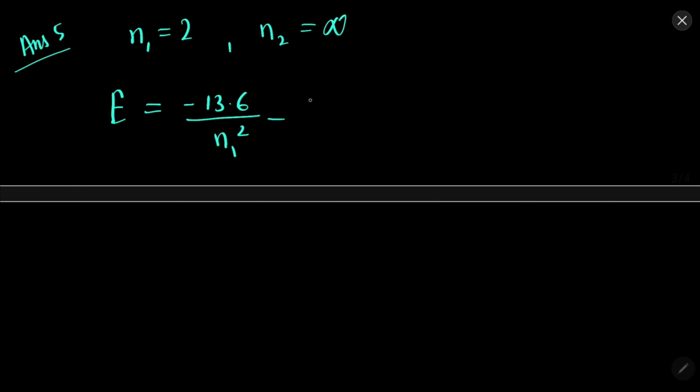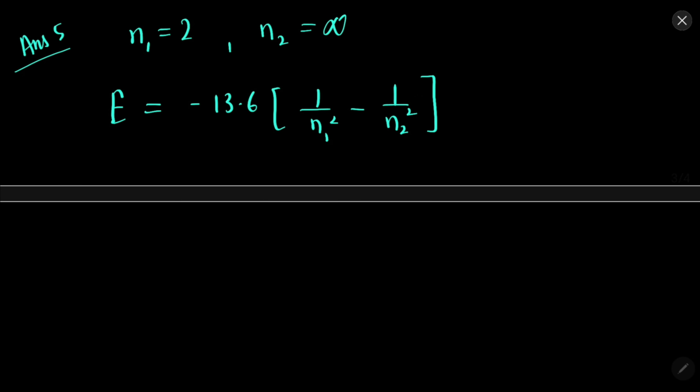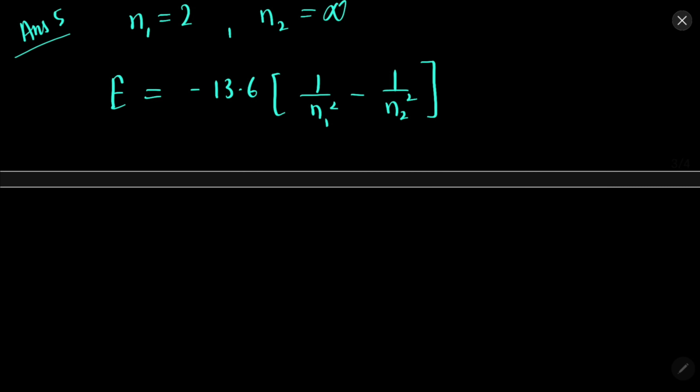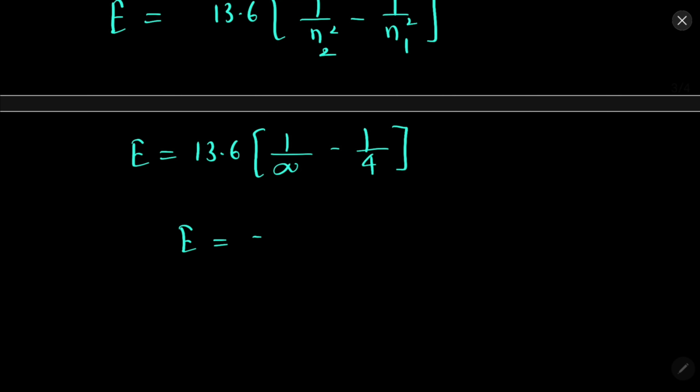So this is the formula for finding the energy, 1 over n1 square minus 1 over n2 square. So what we will have: energy will be 13.6 times 1 over infinity minus, this should be 2, and this should be 1 over 4. So energy will be minus 13.6 over 4, so minus 3.4 eV.